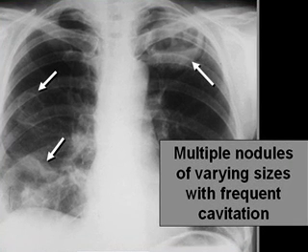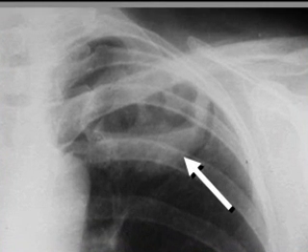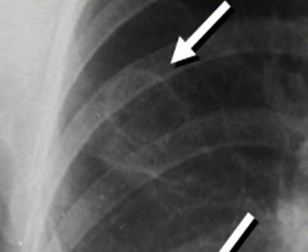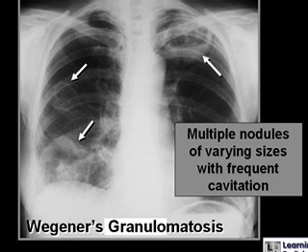You should think of Wegener's when you see multiple nodules of varying sizes, most of which have cavities, especially if they extend over a period of time. The cavity in the left upper lobe is thick-walled and has an air fluid level. The cavity in the right mid-lung is thin-walled, so cavities thick and thin-walled are seen with Wegener's.